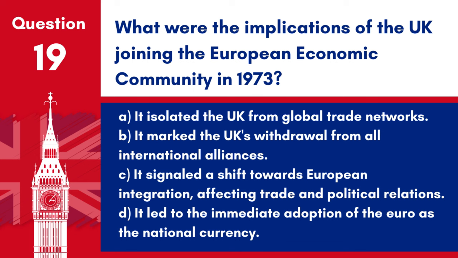Question 19. What were the implications of the UK joining the European Economic Community in 1973? A. It isolated the UK from global trade networks. B. It marked the UK's withdrawal from all international alliances. C. It signalled a shift towards European integration, affecting trade and political relations. D. It led to the immediate adoption of the euro as the national currency.